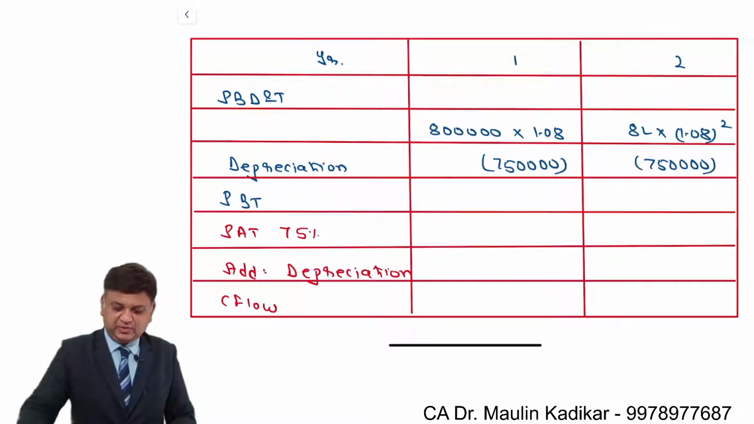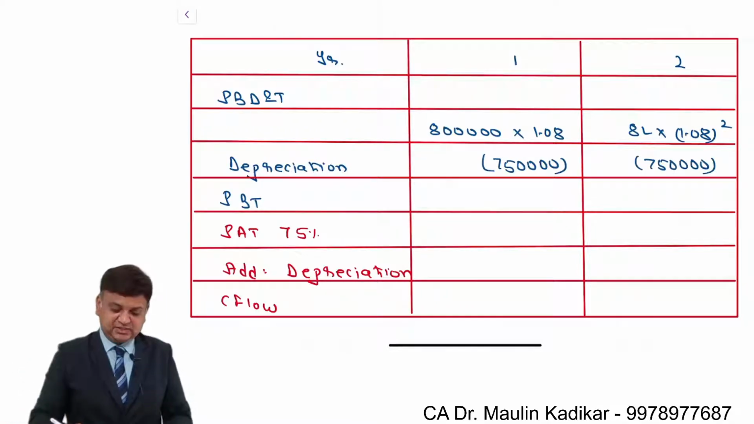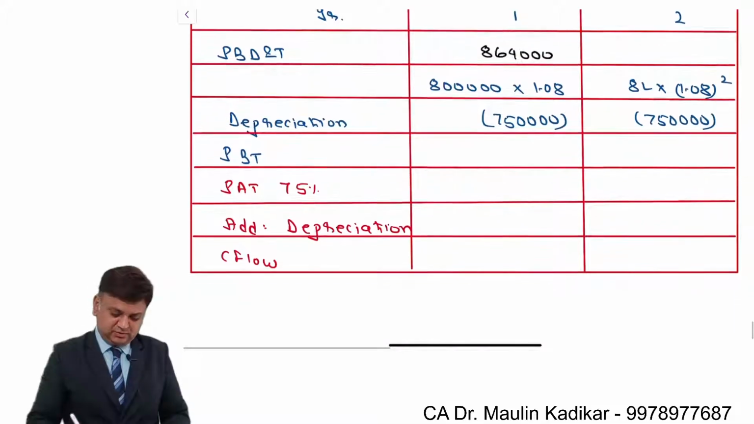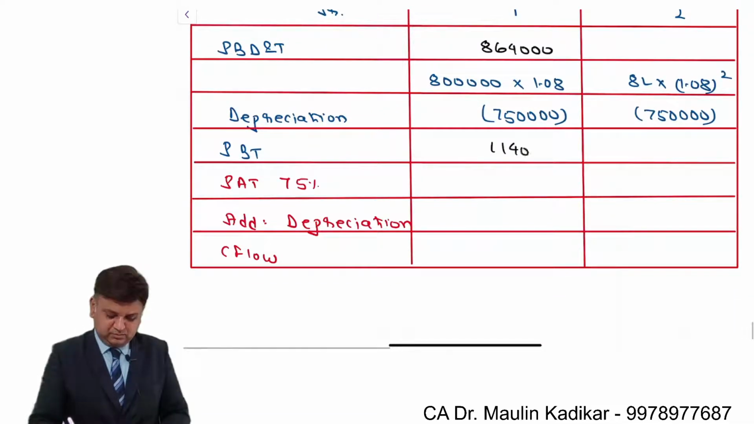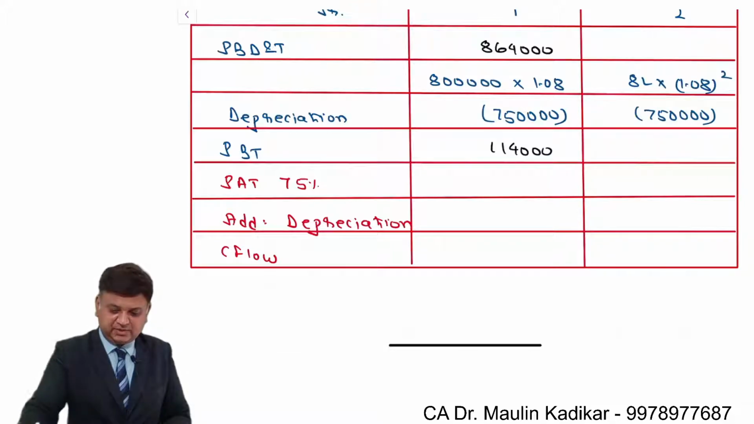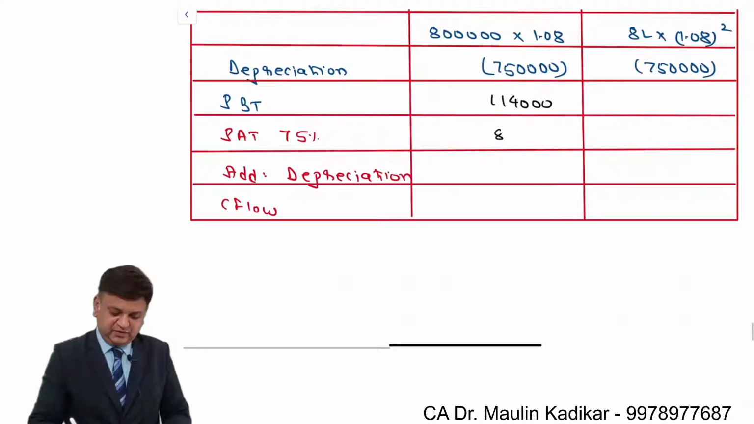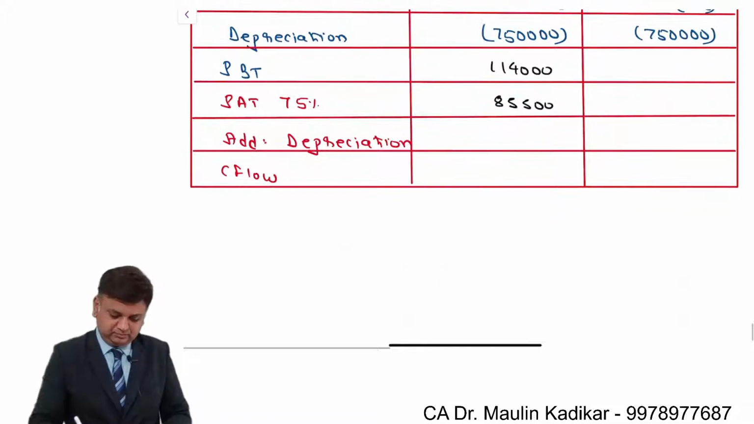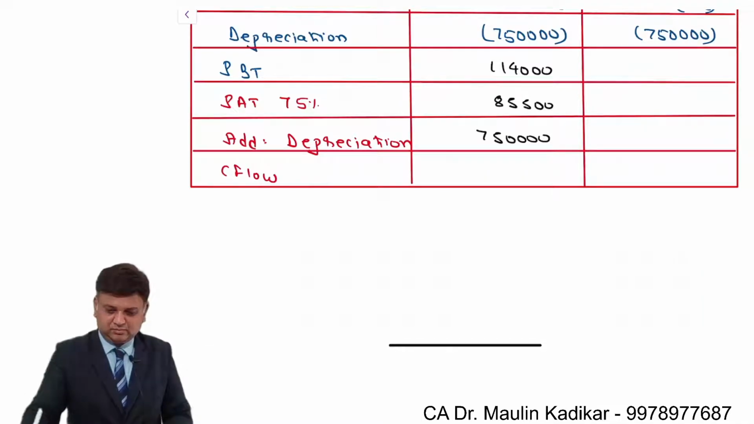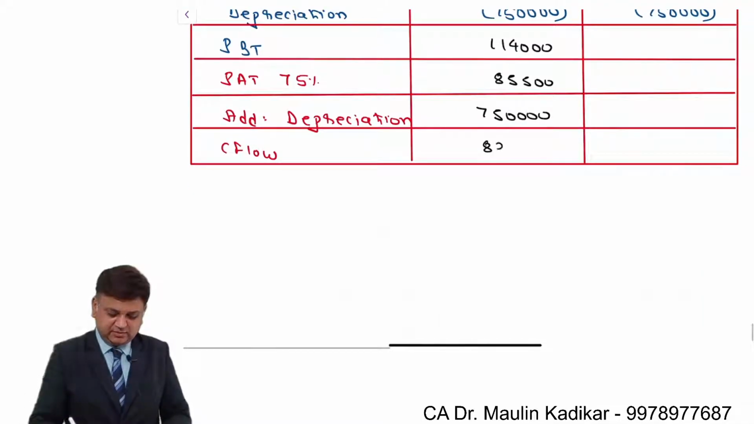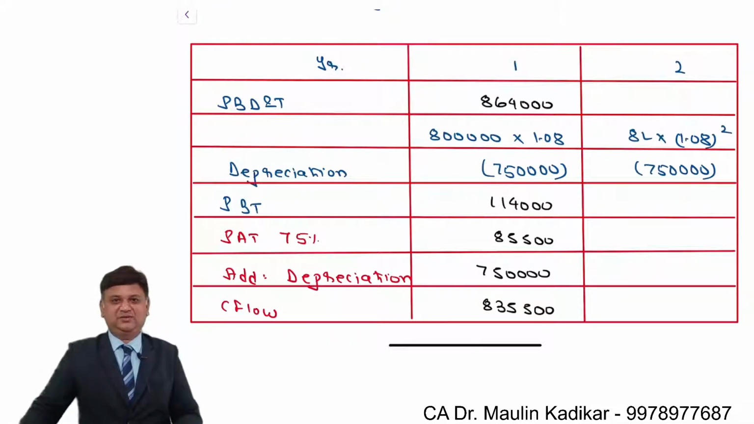8 lakhs into 1.08, 8,64,000. Minus 7,50,000 is 1,14,000. Minus 25%, 85,500. Plus 7,50,000, 8,35,500. That is how a cash flow for the first year can be found.